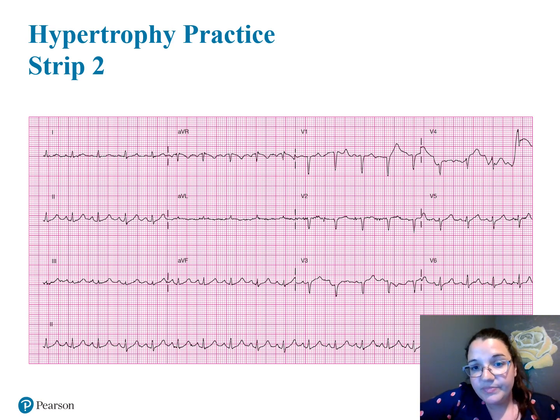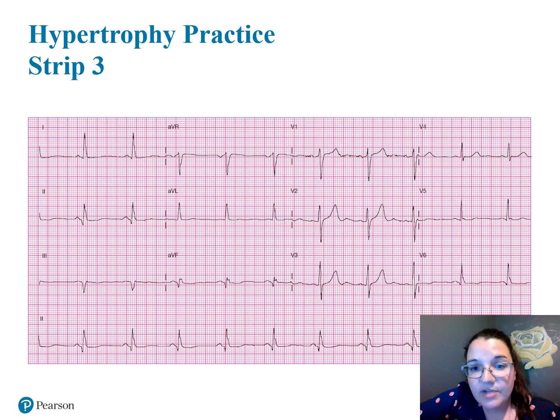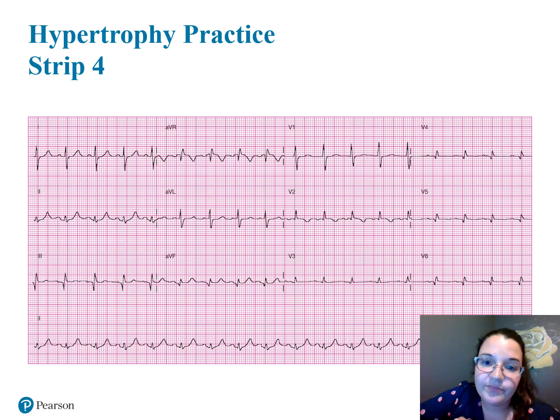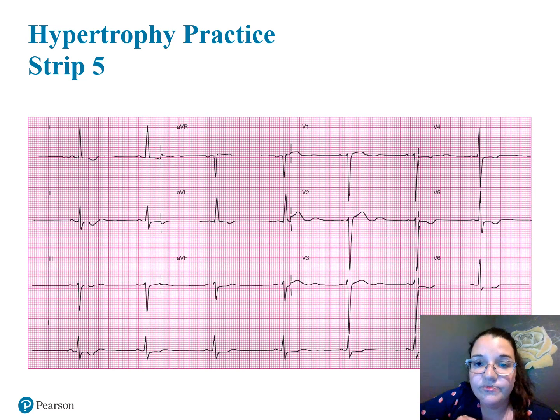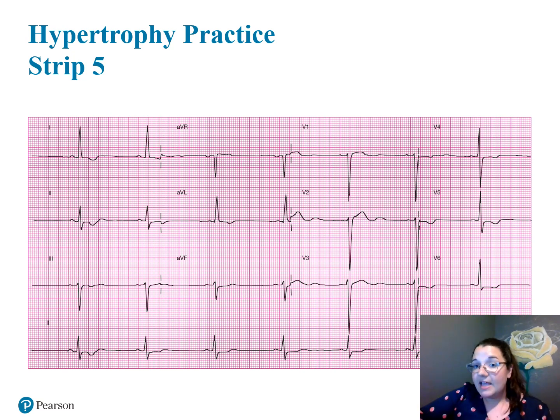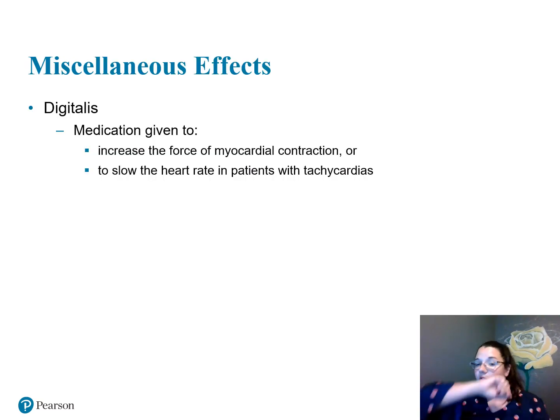Strip number 2. Is this normal or is this a low voltage? Strip number 3. Is this normal? 4. Normal voltage. 5. Is this going to be a left side or a right side? How can you tell? You want to look at your S waves, your R waves, and your T's, positive or negative. If they're positive, that's going to be left. But if they're negative, they are going to be right ventricular hypertrophy.